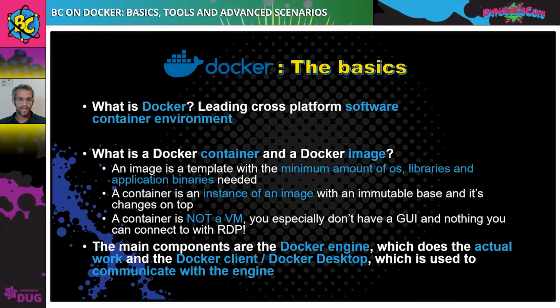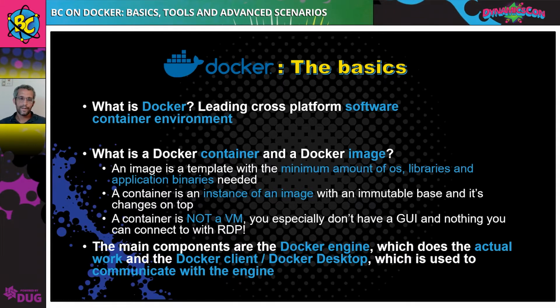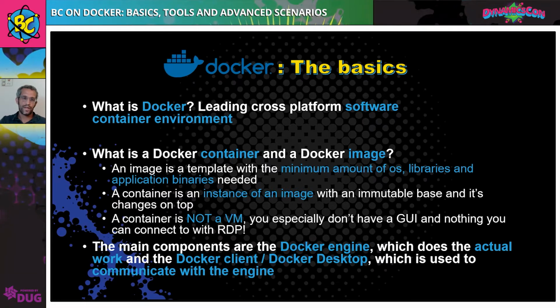Also very important when you get started, a container is not a VM. It feels similar in some ways, but it really isn't. Especially, you don't have a graphical user interface. You can't RDP into a container. That just doesn't work. The main components of a Docker world on Windows are the Docker engine, which is the thing that is doing the actual work. It's running the containers, pulling the images, working with all that. And then you have the Docker client side, either as the CLI or as Docker Desktop, which is the client GUI that you can use. That is used to communicate with the engine and make things happen.